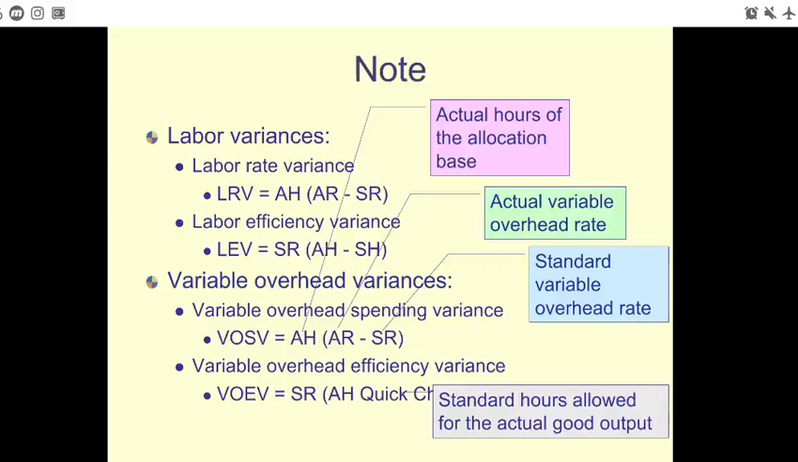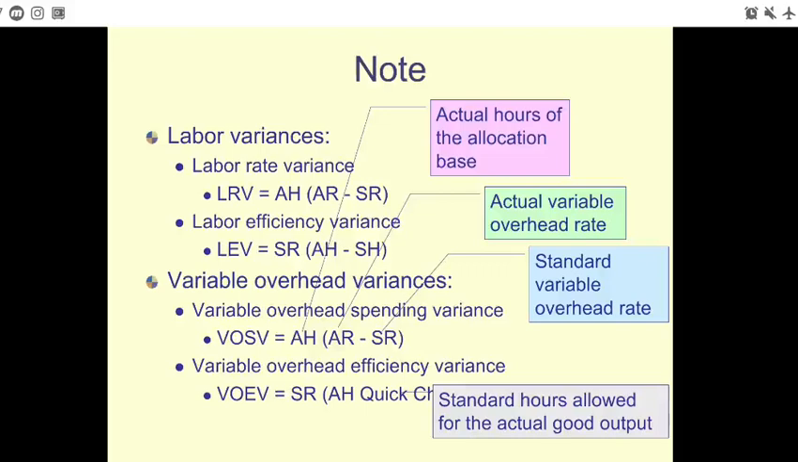When you use the labor hour as the allocation base, then the results of the calculation for the overhead variances are related to the labor variances, because the labor hour is used as the allocation base. So let's see the calculation here. Variable overhead spending variance, the formula is actual labor hour times the actual overhead rate minus the standard overhead rate.